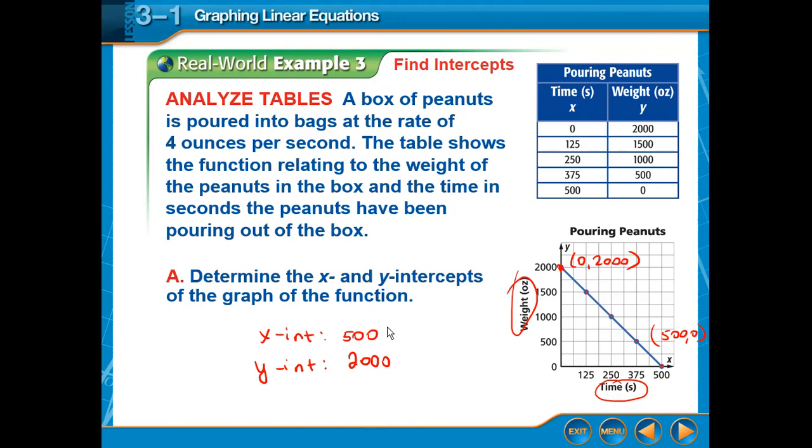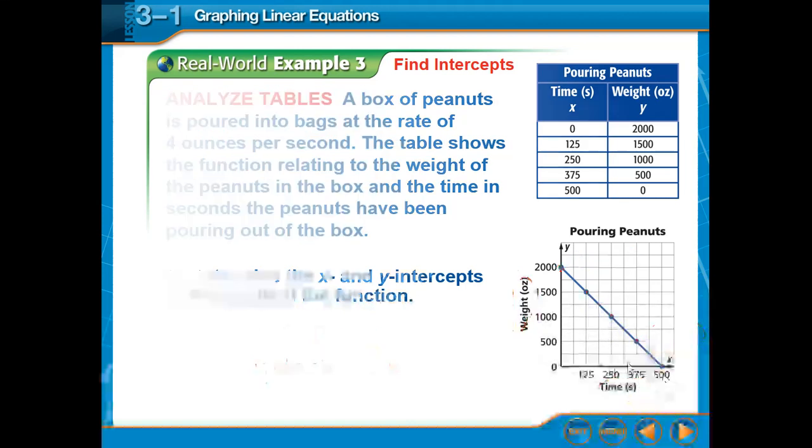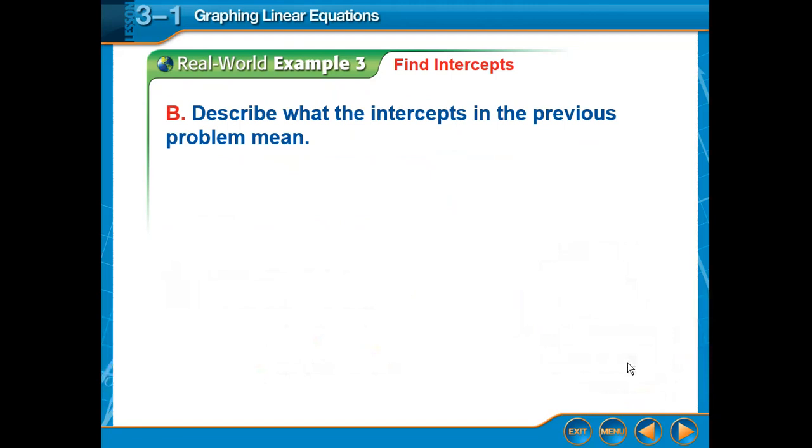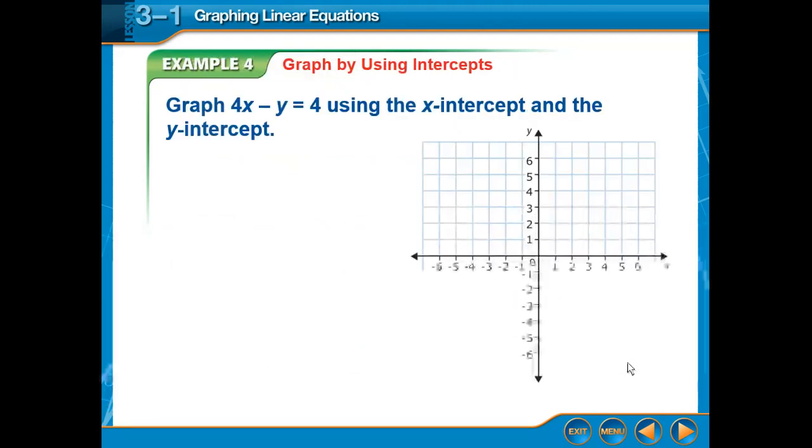Okay, so then if we want to know what the x-intercept is telling us, after 500 seconds, the bag is empty, right? At that point, the weight of the bag or the box that you're pouring from is 0. So after 500 seconds, all the peanuts have emptied the bag. Okay, so you can write that down.